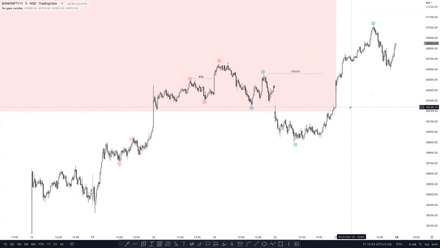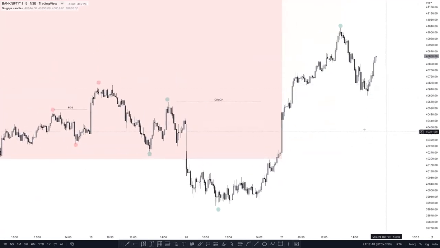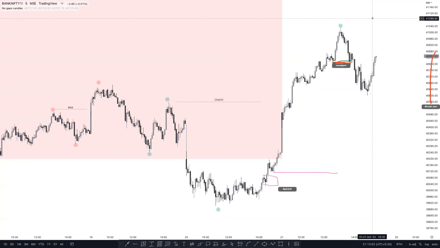If you want to mark the inducement here, in this slide, where is our inducement and internal liquidity? It is here in this slide only. Mark the inducement and the internal liquidity only.